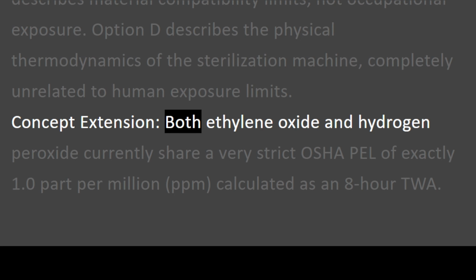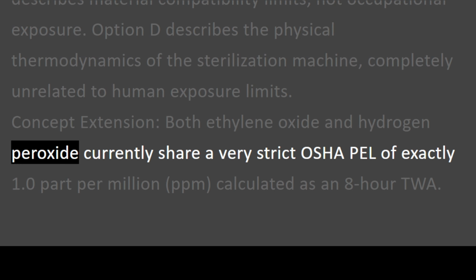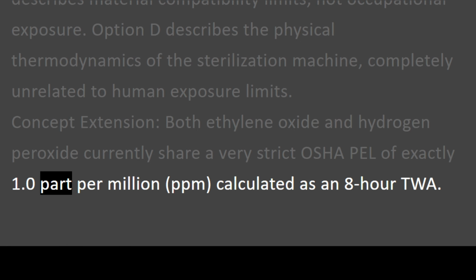Concept extension. Both ethylene oxide and hydrogen peroxide currently share a very strict OSHA PEL of exactly 1.0 part per million, ppm, calculated as an 8-hour TWA.